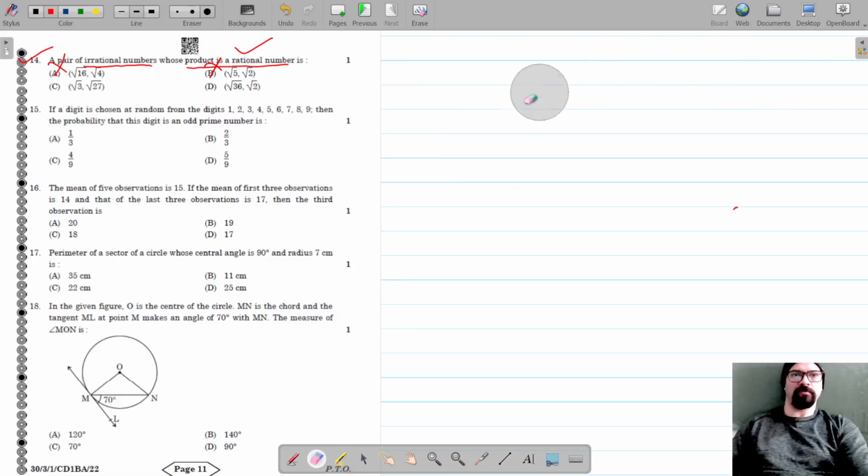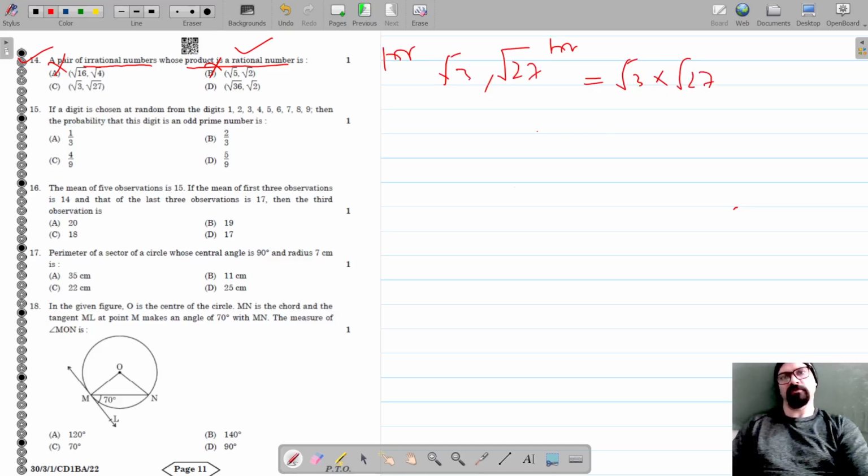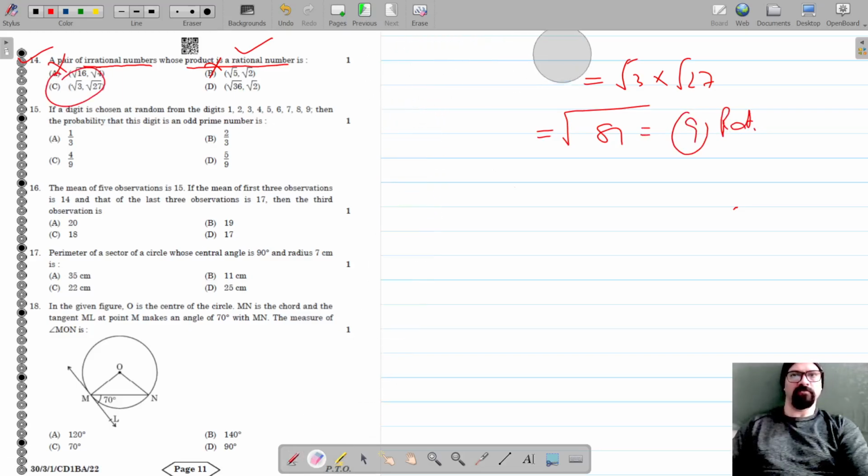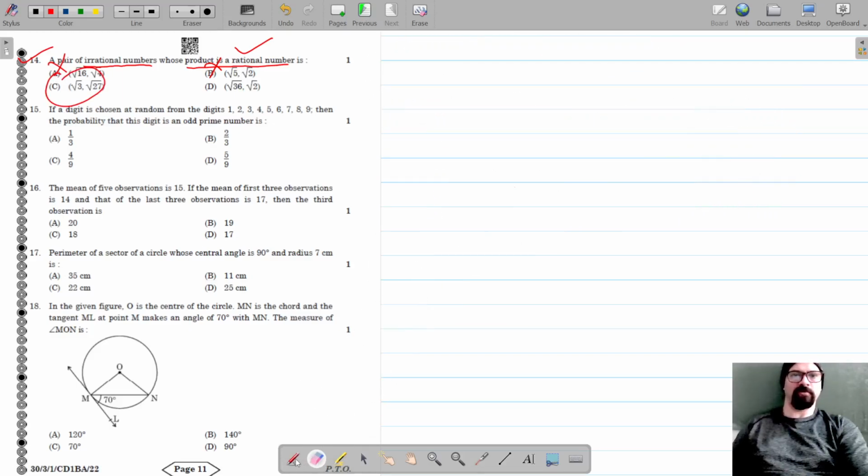Moving on to option C. Root 3 is irrational. Root 27 is irrational. So root 3 into root 27 is equal to root 81, which is equal to 9, which is rational. So our correct option is option C. Root 3 and root 27 are irrational, but the product is rational, which is 9.